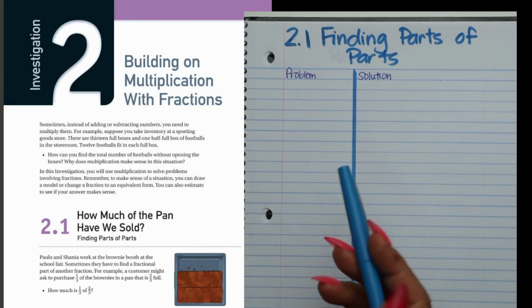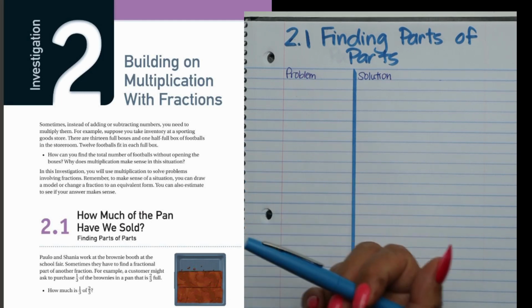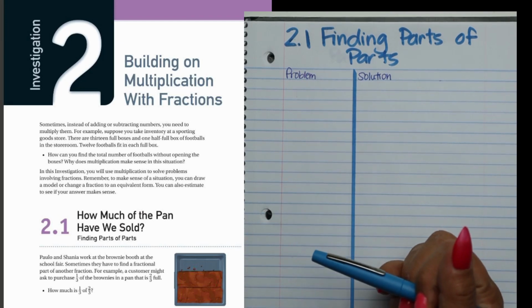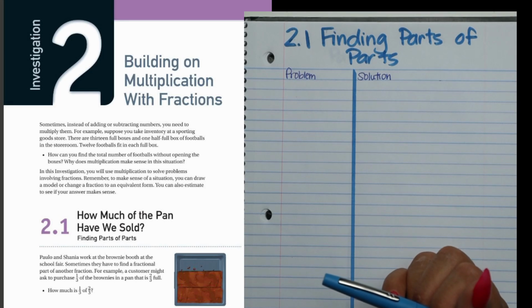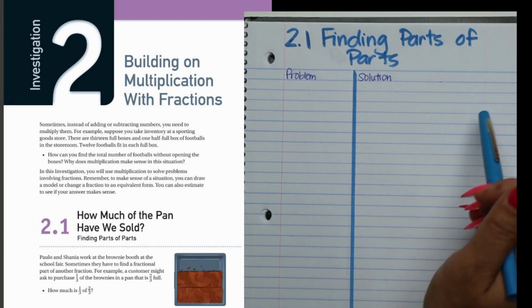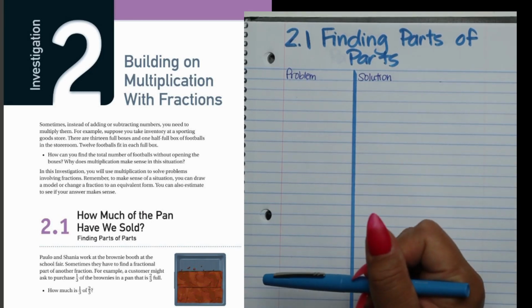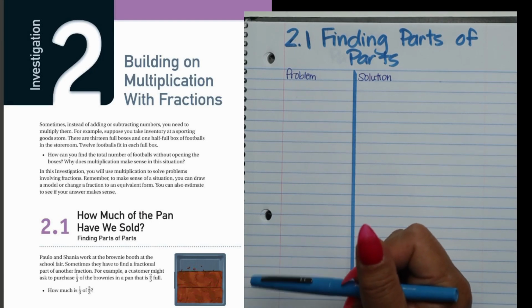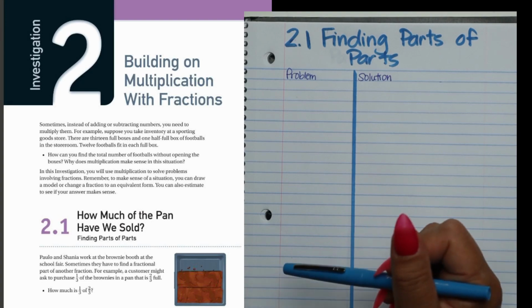But today we're going to learn how to read the multiplication problem. Instead of saying 1/3 times 2/3, it's 1/3 of 2/3. And then you can visualize it, 1/3 of 2/3. So you have part and whole. 2/3 is the whole pan right here that's left, and you want 1/3 of that part. So part of a whole.